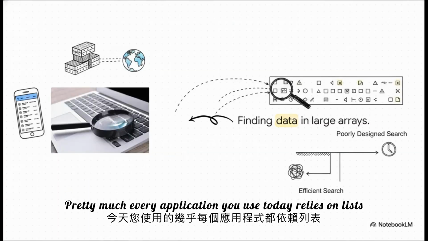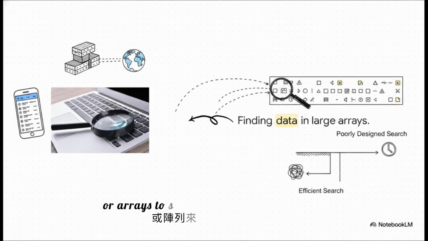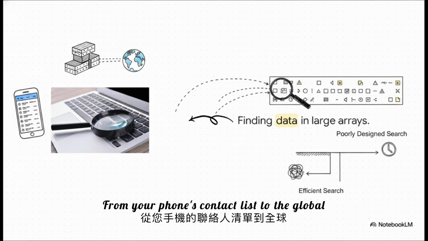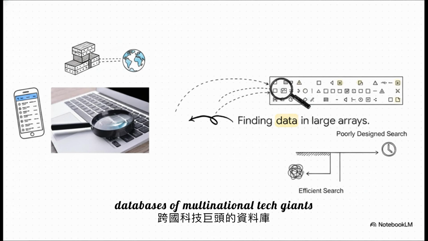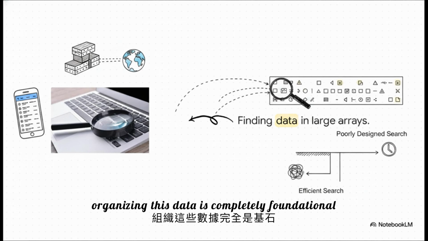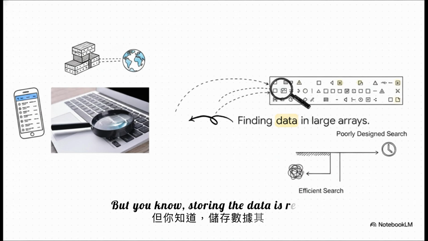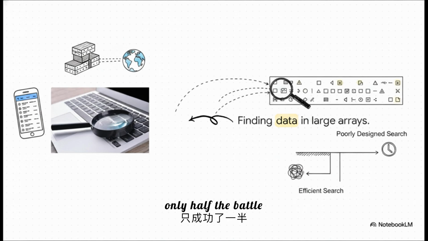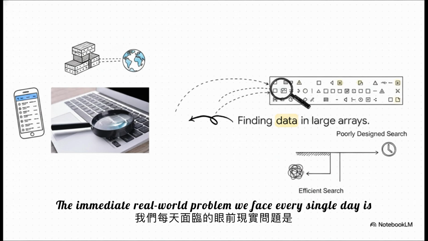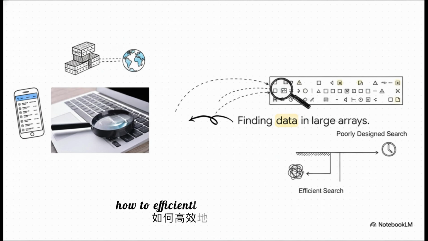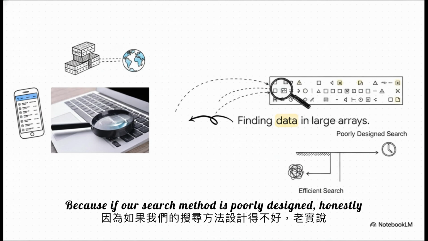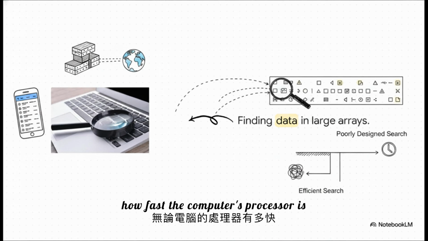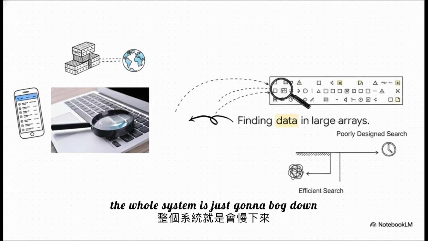Pretty much every application you use today relies on lists or arrays to store massive amounts of data. From your phone's contact list to the global databases of multinational tech giants, organizing this data is completely foundational. But storing the data is really only half the battle. The immediate real-world problem we face every single day is how to efficiently find a specific record within those massive lists. Because if our search method is poorly designed, honestly, it doesn't matter how fast the computer's processor is. The whole system is just going to bog down.